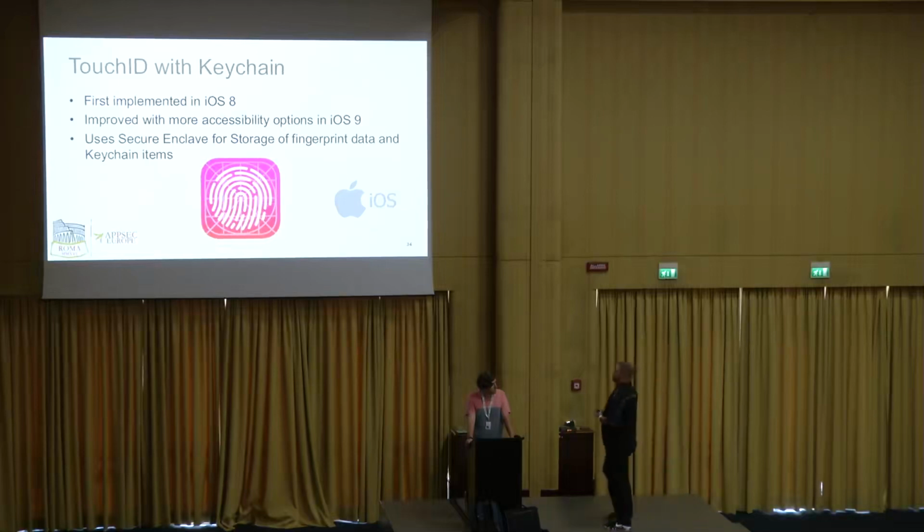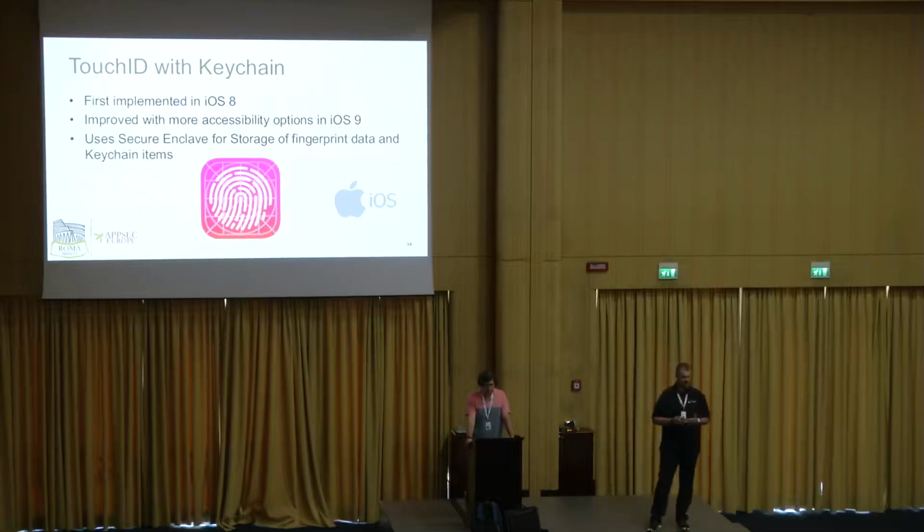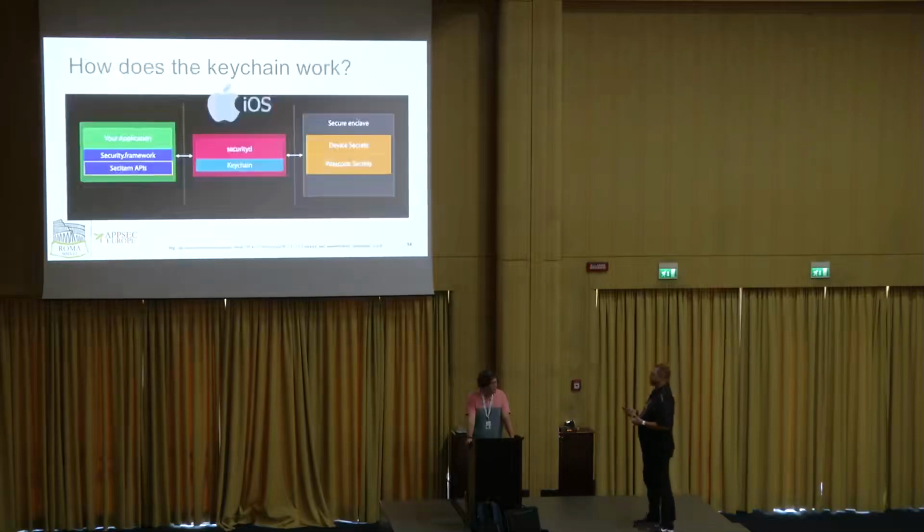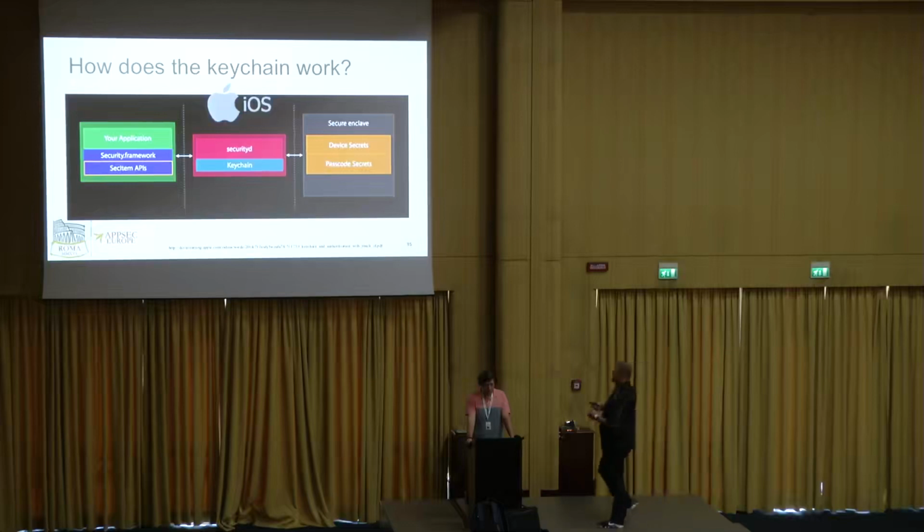The keychain with Touch ID was first implemented in iOS 8 with improved accessibility options. Like I mentioned before, it uses the secure enclave, which stores the fingerprint data, whatever that is. They say it's not the actual fingerprint, so even if you stole it, it's probably worthless. And keychain items. So what does that look like? Well, this is what Apple says.